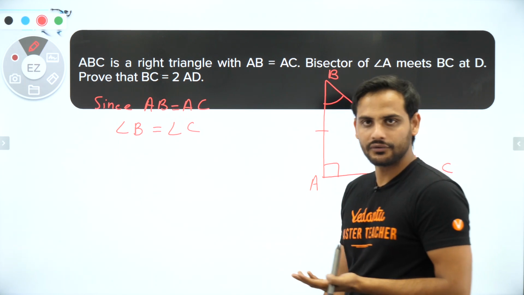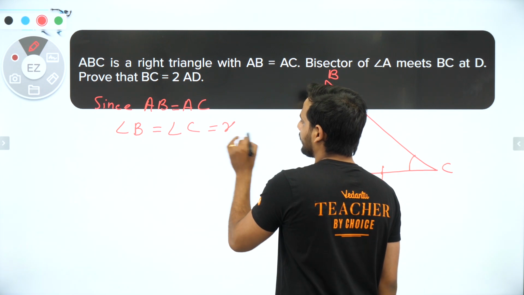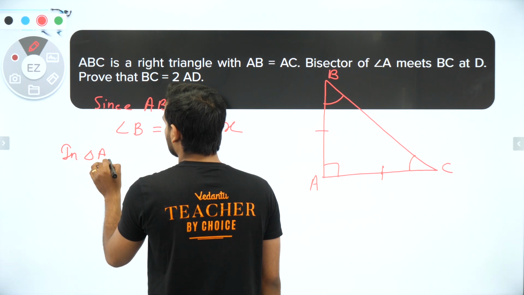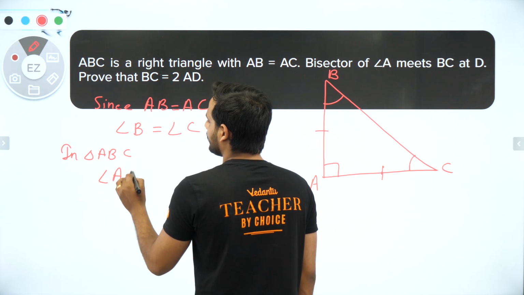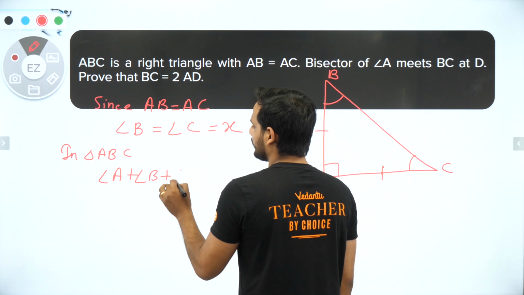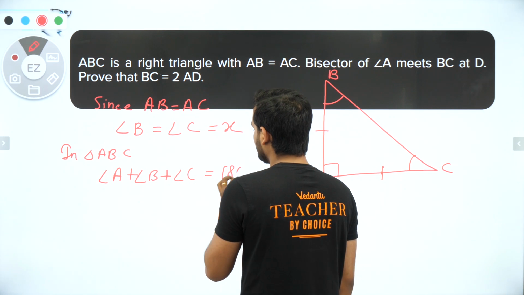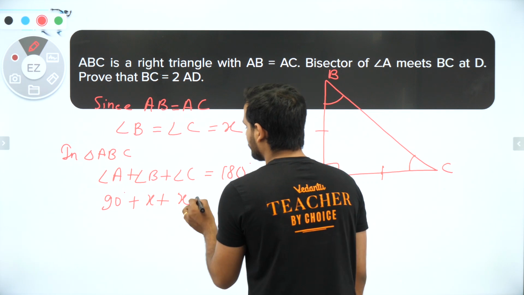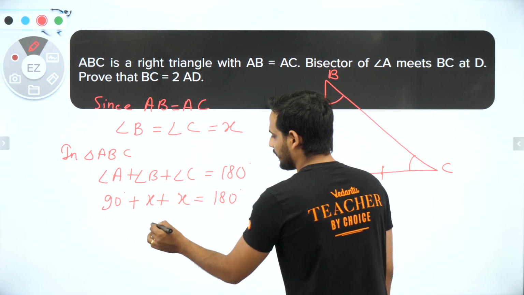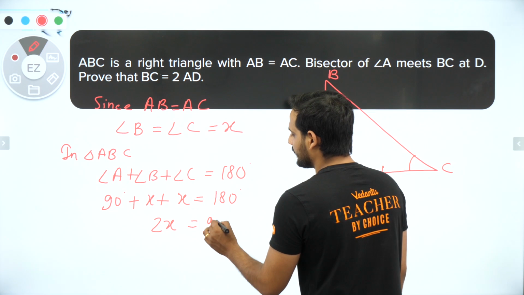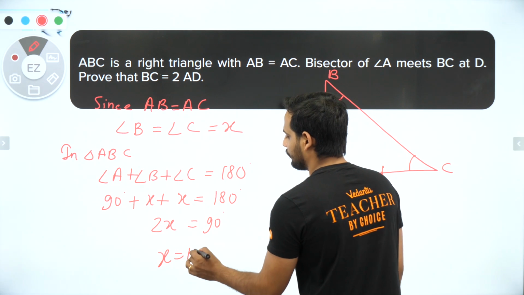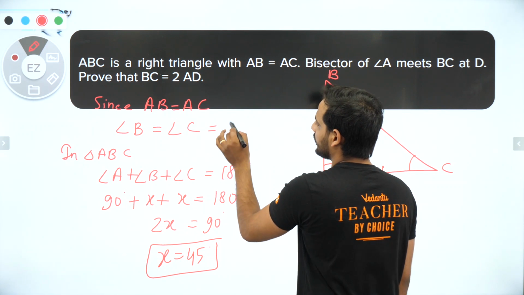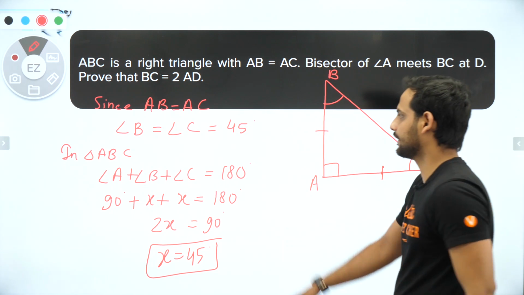Now let us find out the value of angle B and angle C. Let us say both are equal to X. In this triangle ABC, angle A plus angle B plus angle C is equal to 180 degrees. Your angle A is 90 degrees, B is X, C is X, which is equal to 180 degrees. So you get 2X is equal to 90 degrees and X is equal to 45 degrees. That means both of these are equal to 45 degrees.